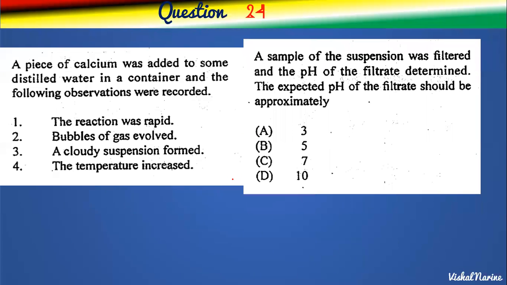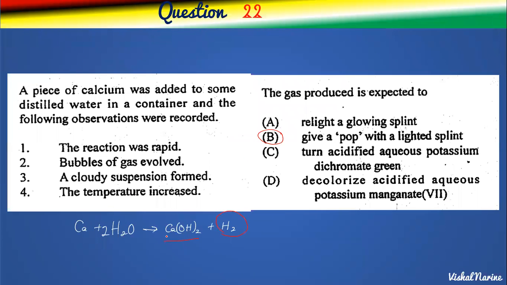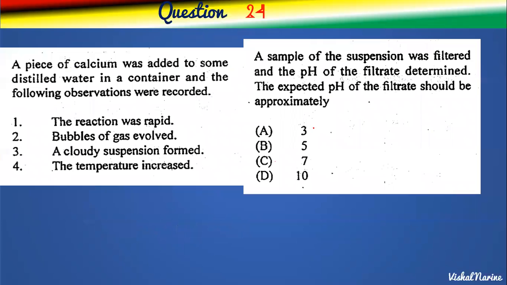Question 24 again relates to this same introduction. It says here, a sample of the suspension was filtered and the pH of the filtrate was determined. The expected pH of the filtrate should be approximately, and let's just go back to the equation. So again, we had calcium hydroxide and hydrogen gas. The hydrogen gas will evolve actually. So we're left with calcium hydroxide solution. So these pH values here are acidic values. It is not going to be acidic, not going to be neutral. It's actually going to be approximately 10 because it's calcium hydroxide solution, which is an alkali.